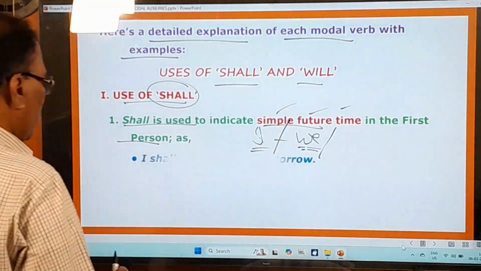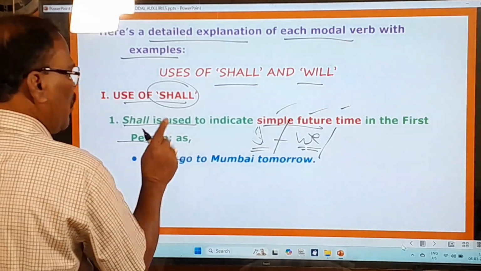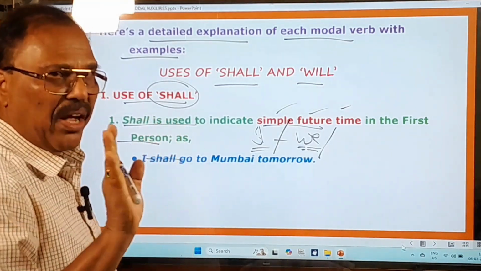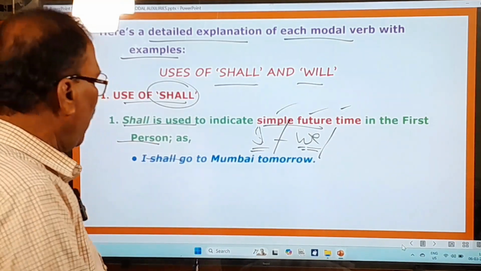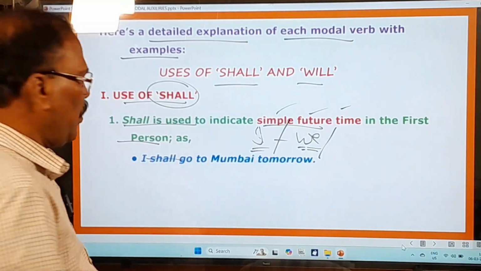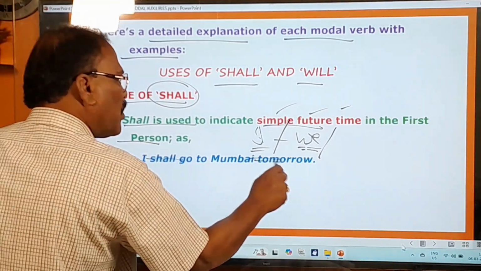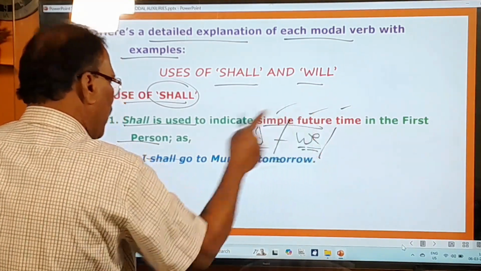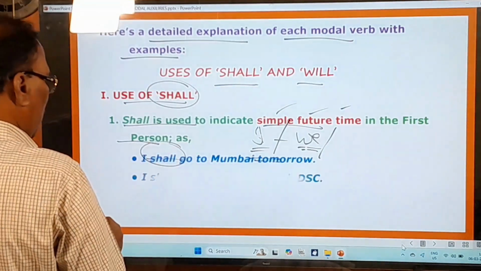Okay, some examples are given. I shall go. After the modal auxiliary, only the base form verb is used. That point was made clear in the earlier slides. Okay, and again I am not going to tell you. Okay, I shall go to Mumbai tomorrow. This action is going to happen tomorrow. It's a future action. It is indicating a future action. Okay, shall go, right? And you go to the next example.